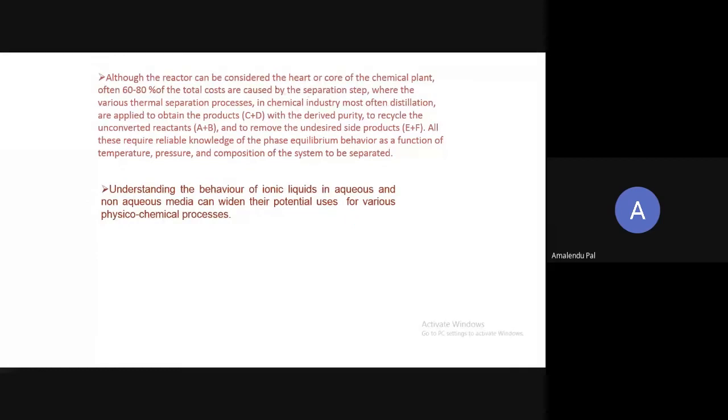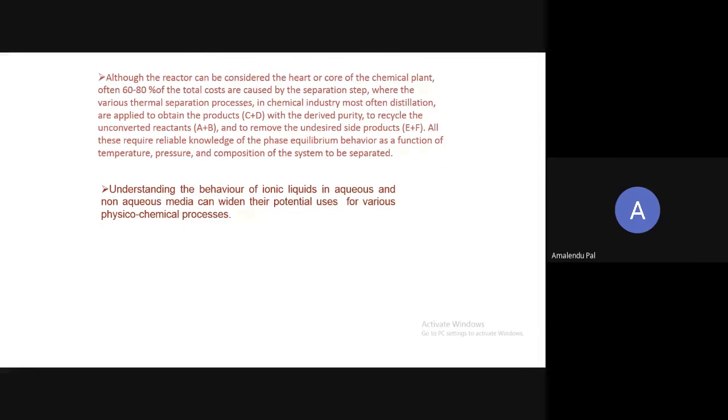You see, a reactor can be considered the heart core of the chemical plant. Often 60 to 80% of the total cost, again I'm telling, 60 to 80% of the total cost is caused by the separation step. You see, chemicals का प्रिपरेशन का जितना कॉस्ट नहीं लगता उससे ज़्यादा कॉस्ट लगता है उसको प्योरिटी को उसको प्यूरिफाई करने के लिए. So this is a very, very important thing. 60 to 80% of the cost is used by the separation step.